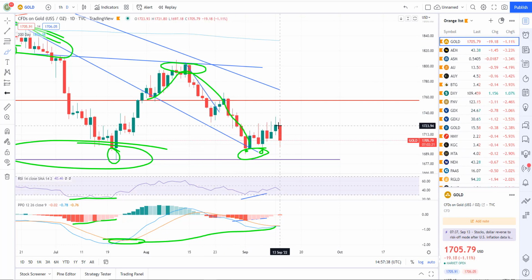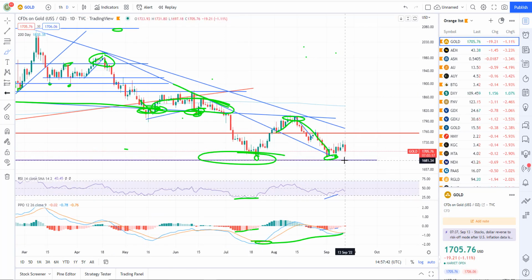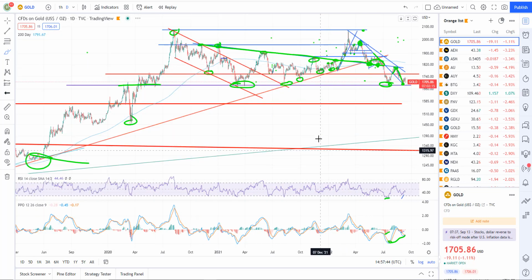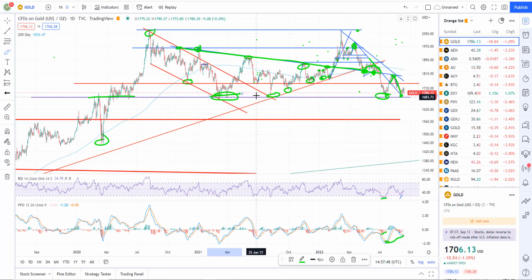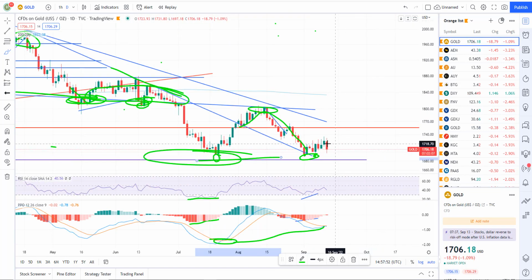So this is gold bullion. You can also look at GLD if you want. We've got big support here at 1680. As I zoom out on the daily, you can see there's all these reactions. It's just big, clear, obvious support. I think we need to take that level out.